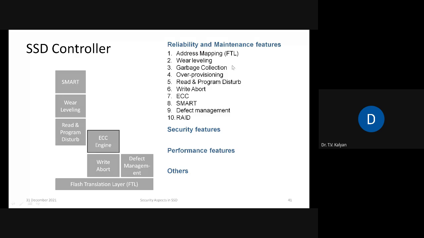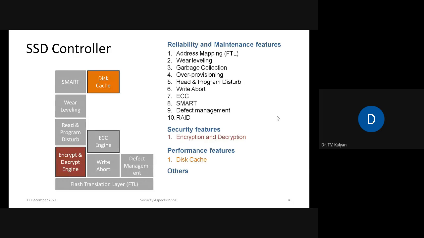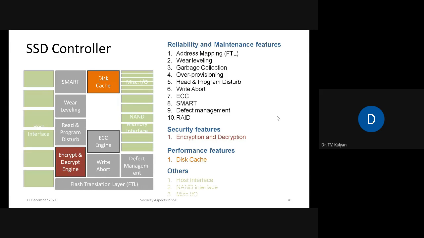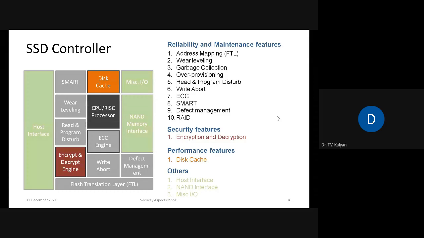Starting from address mapping, wear leveling, garbage collection, over provisioning, read and program disturb, write abort, ECC correction, and SMART, we are going to look at it, and then the defect management and different RAID levels. On the security front, it has an encryption and decryption engine. On the performance front, it has a disk cache to manage, and the other miscellaneous tasks are the actual file layers, right?